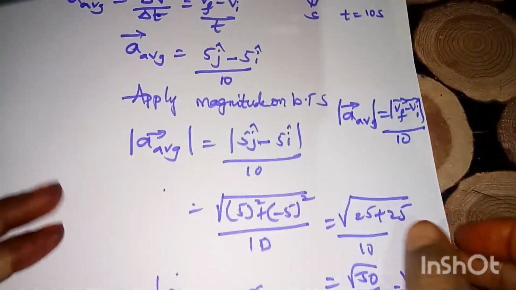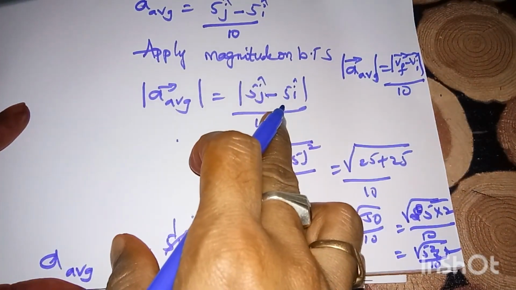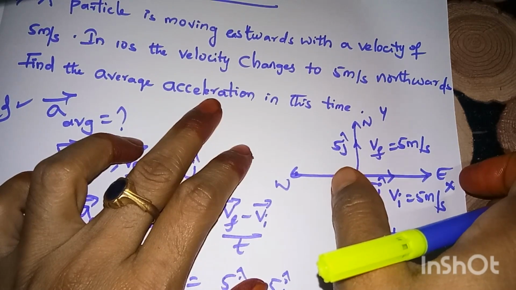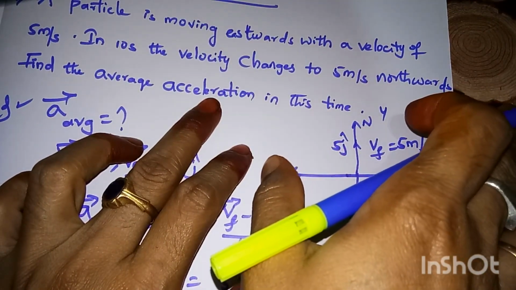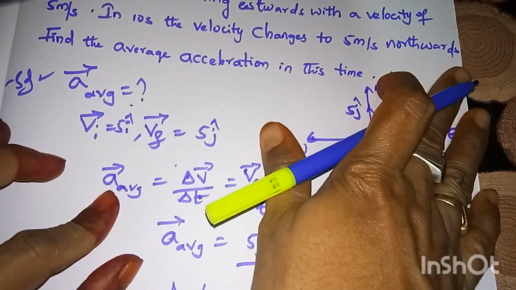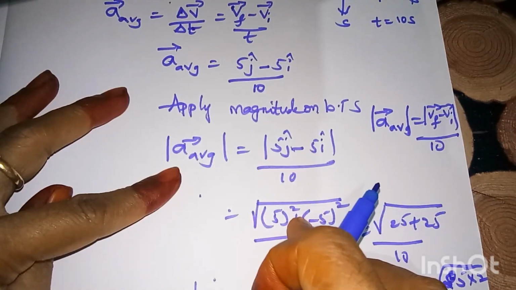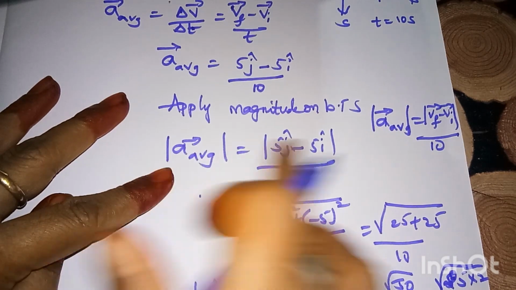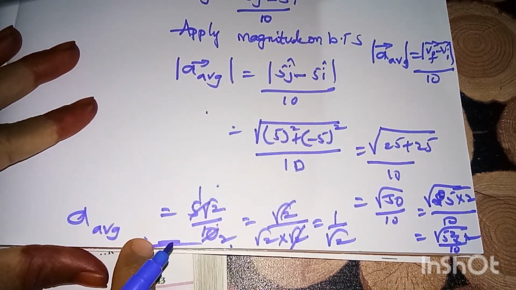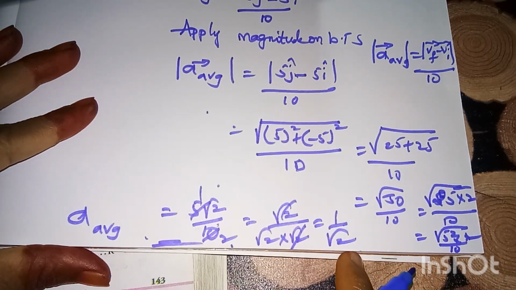Why am I applying magnitude on both sides? Because they say to find the average acceleration. They did not say to find the average acceleration vector. This is a vector, the average acceleration vector. To convert it into a scalar we have to apply magnitudes on both sides. So we will get an average acceleration of 1 by root 2. The answer will be 1 by root 2.